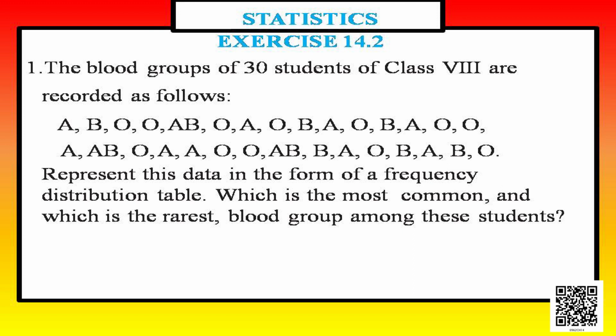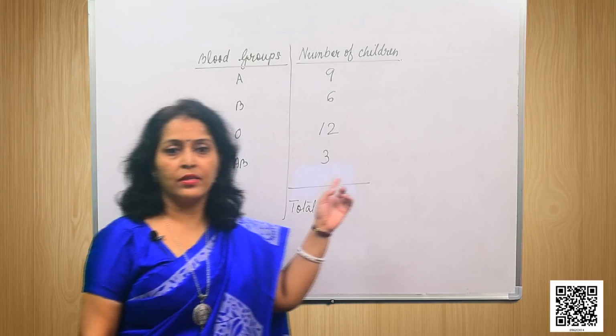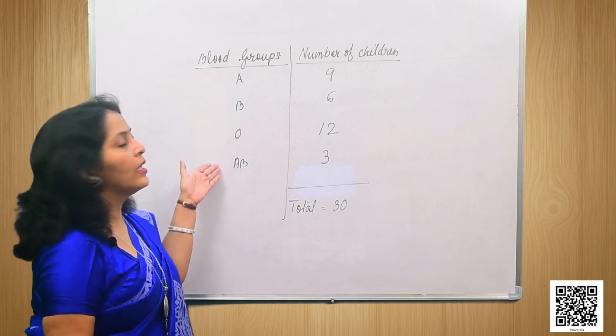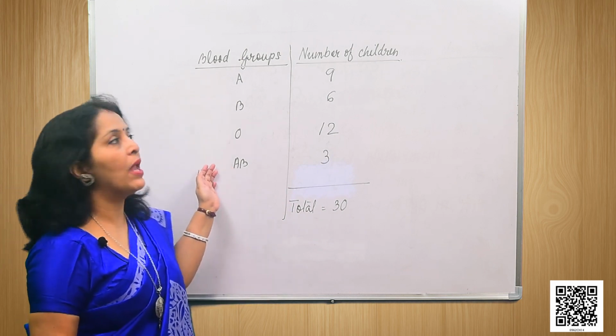Now the question says represent this data in the form of a frequency distribution table. Which is the most common and which is the rarest blood group among these students? So for that we need to make a table. So let me do it now. This is the table I have made here. You can see here, this side I have made the column with the blood groups.